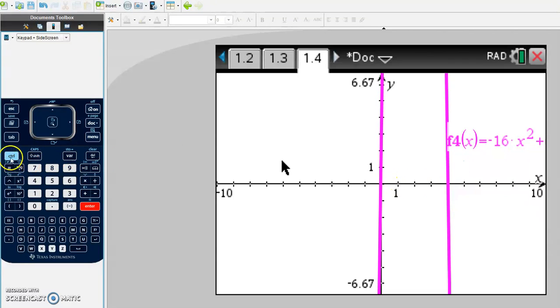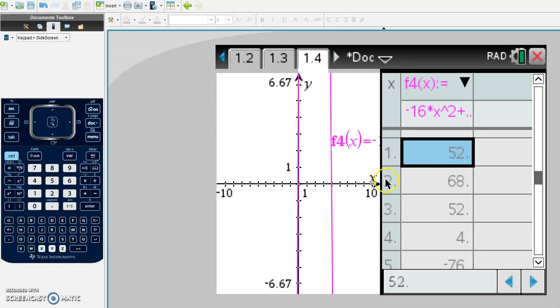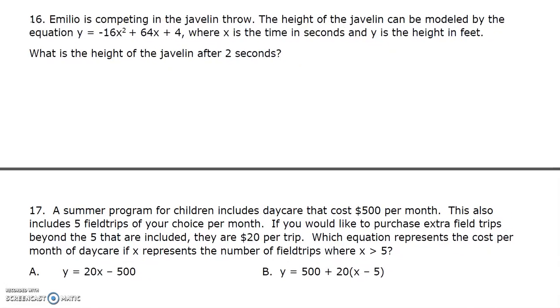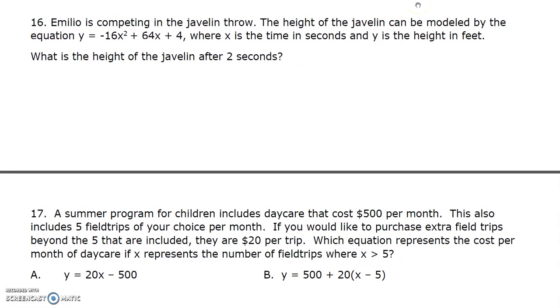So all we need to do is go to Control-T to get to the table. And then we're looking for the 2. Right here is the 2 for the x, so that means this must be what the height is. And so that's going to be at 68. So if we go back to our paper, and let me move this back over. Okay, so for the height, what is the height of the javelin after 2 seconds? Remember, what was it? 68 feet, right?